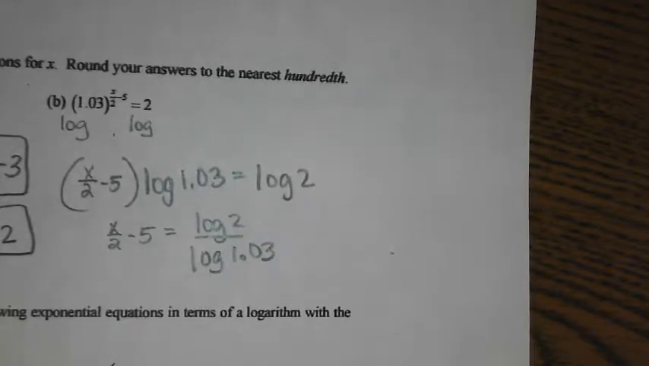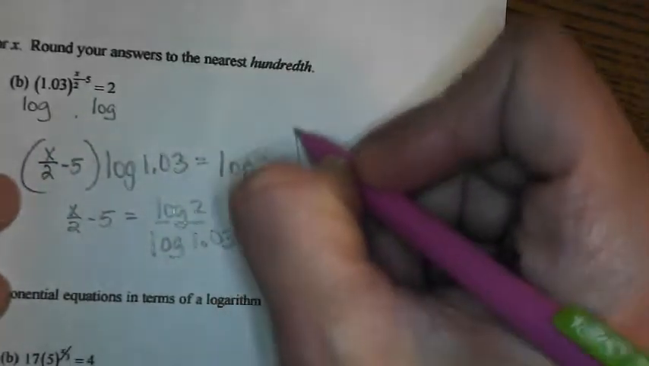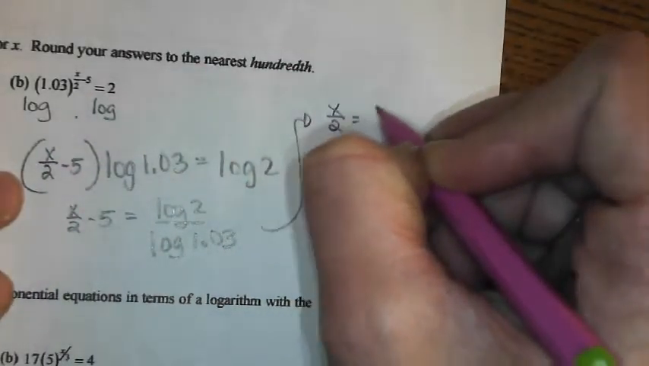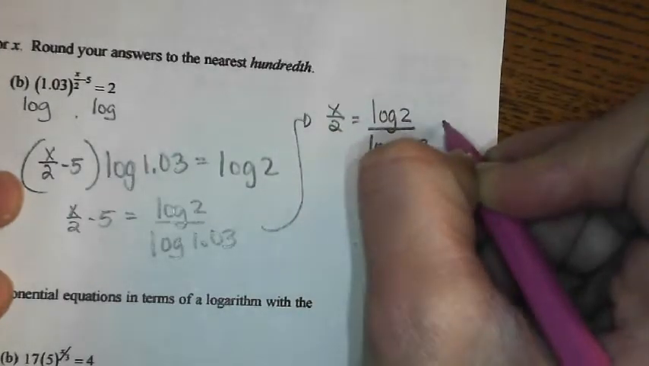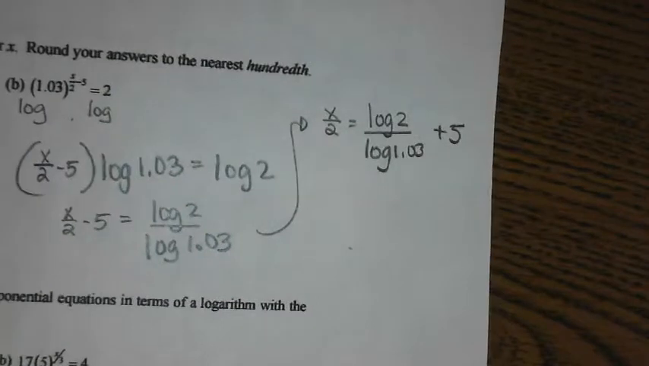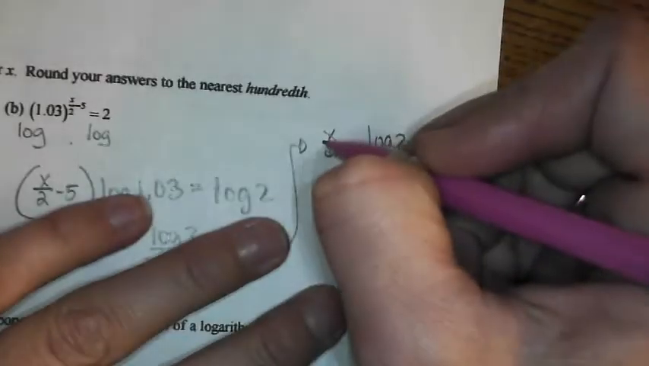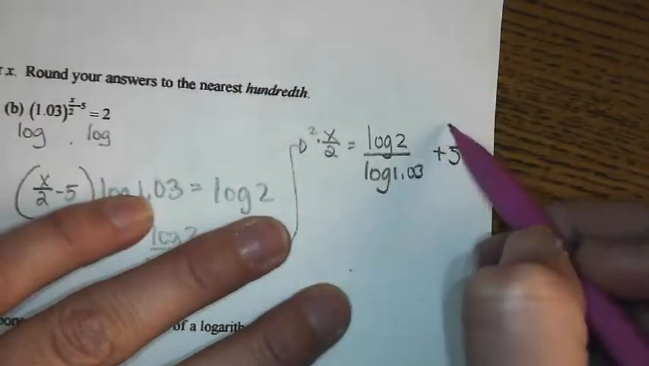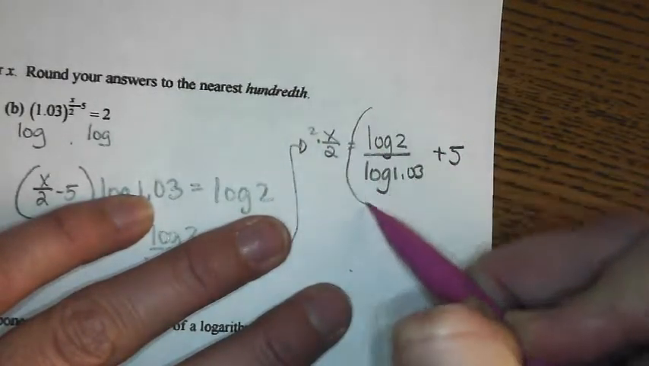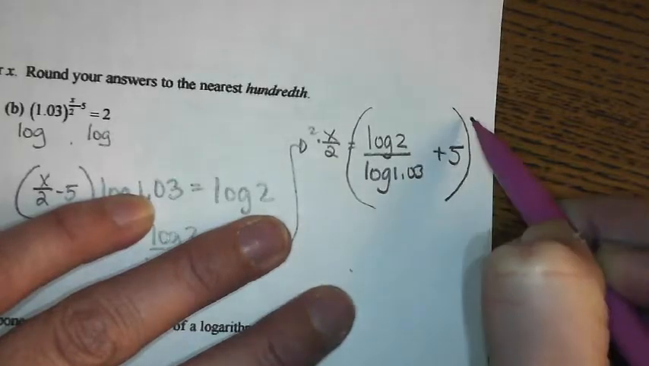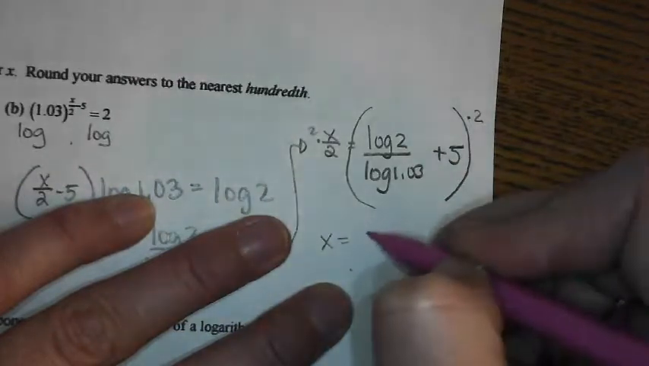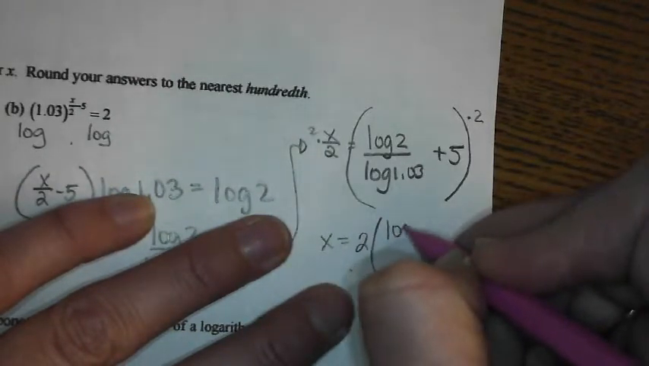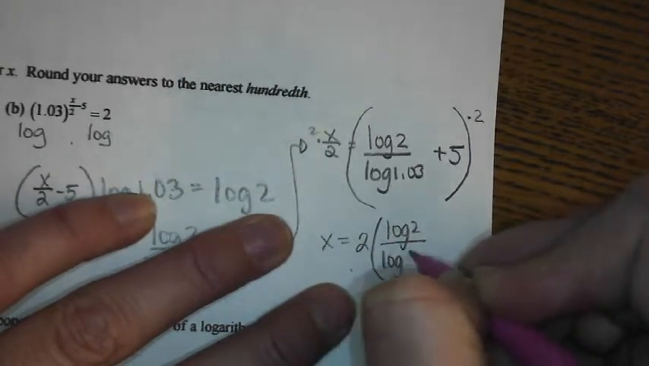Jordan? Add 5. So now it's x over 2 equals log 2 over log 1.03 plus a 5 after the fact. Last step, multiply both sides by 2. Now, because my right-hand side is currently a binomial, when I multiply it by 2, I'm multiplying the whole side by 2, correct? So x equals, and I can put that 2 out in front, log 2 over log 1.03 plus 5.